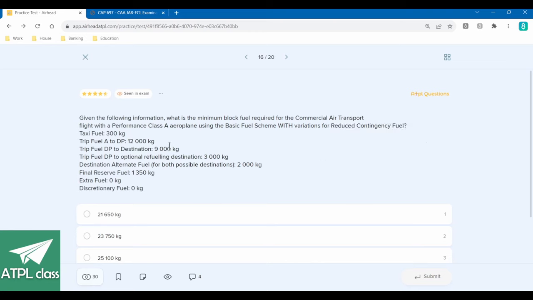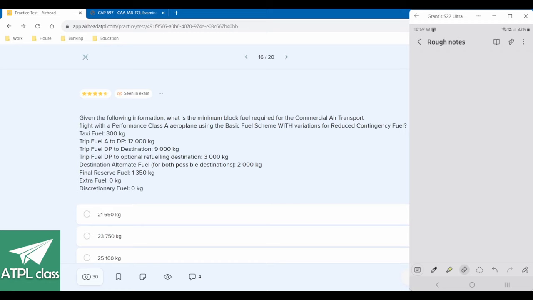Okay, so taxi, trip, contingency, we're going to do reduced contingency fuel, alternate, final reserve, extra, discretionary. Final reserve is already calculated for it. Cool. All right, so the reduced contingency fuel procedure is what we're going to have to look at. It's the main thing that we need to think about in these terms.